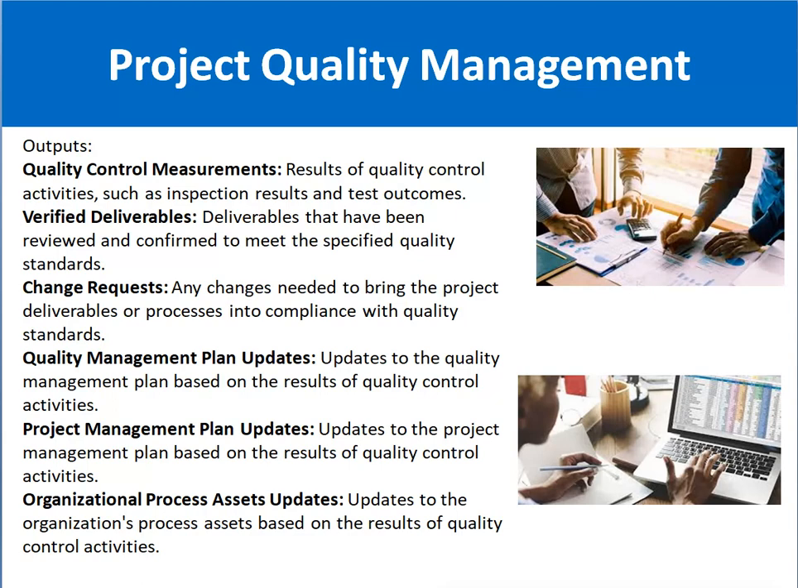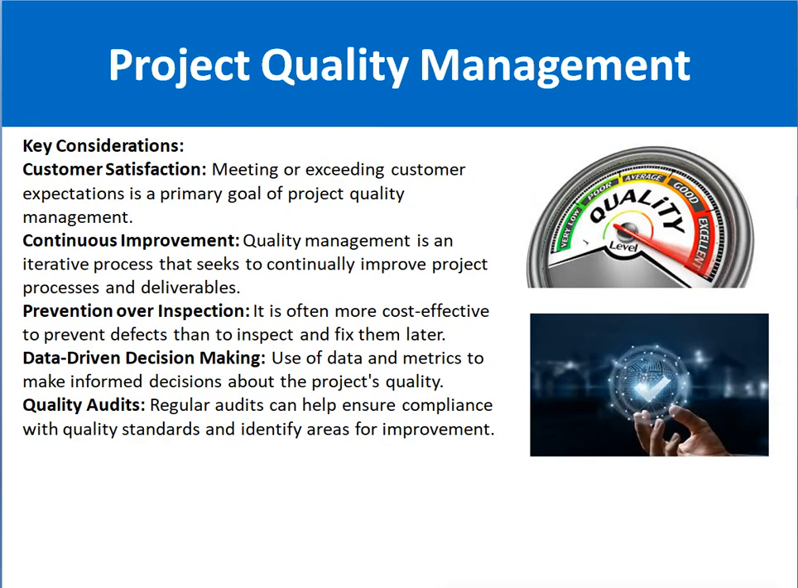it should be done here. Project management plan updates, updates to the project management plan based on the results of the quality control activities. Organizational process asset updates, like if there is any need to update the lessons learned and other documents, it should be updated here. The key consideration of the whole process is customer satisfaction. That means whatever the customer's primary goal or project objective is, it should be achieved.